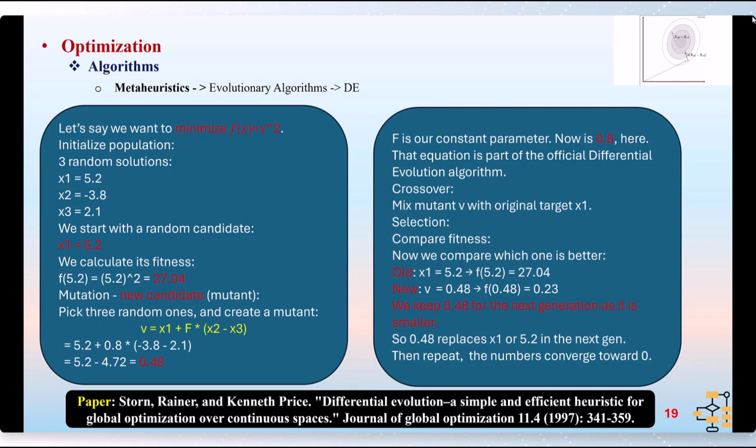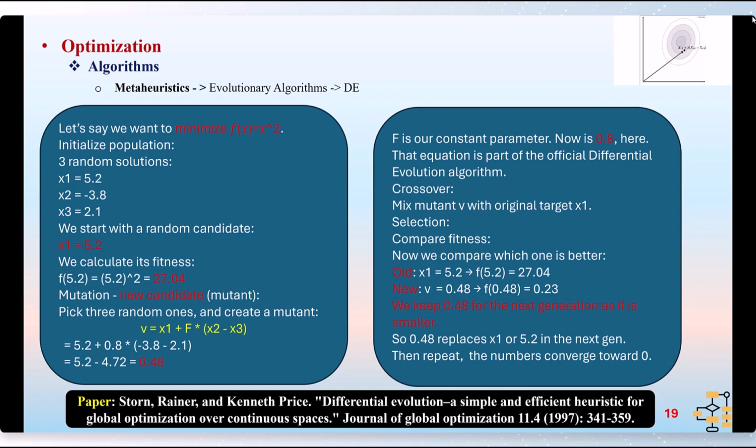Here we can see an example of the differential evolution algorithm. It's a simple example. We are looking to minimize the function f(x), which is x to the power of 2. So we have 3 random solutions: 5.2, minus 3.8, and 2.1. We start with a random one, which is x1, 5.2. So we calculate the fitness. It's going to be 27.04. So now we are going to do the mutation and the crossover here.